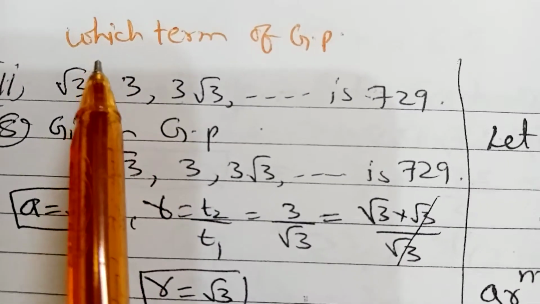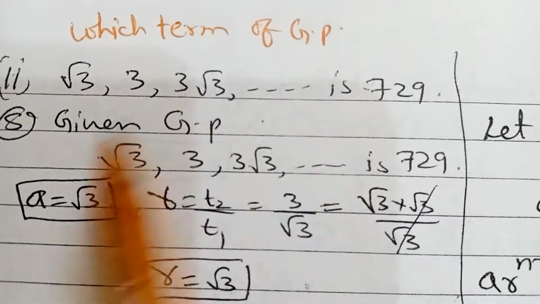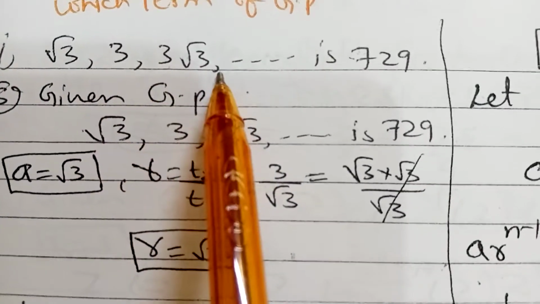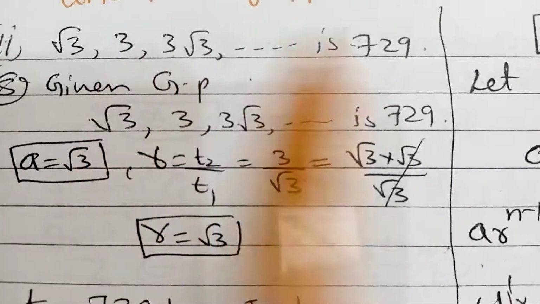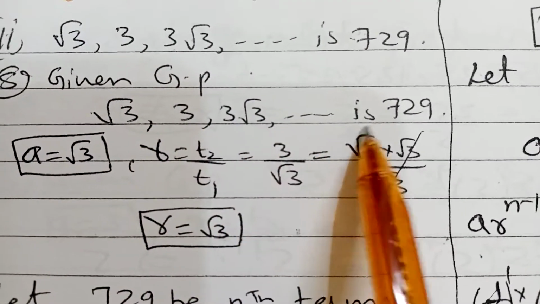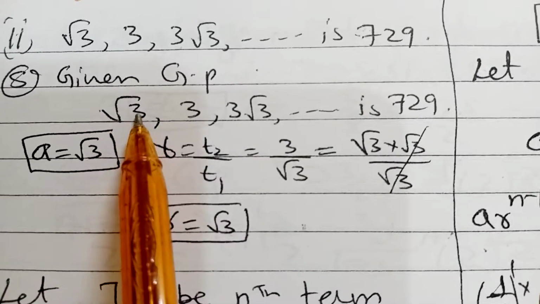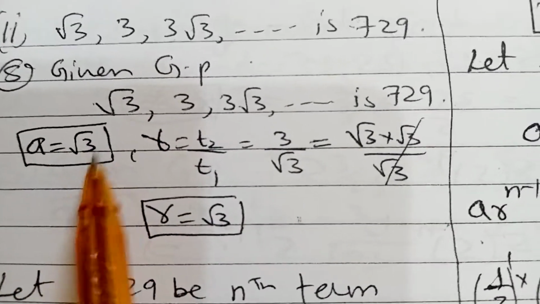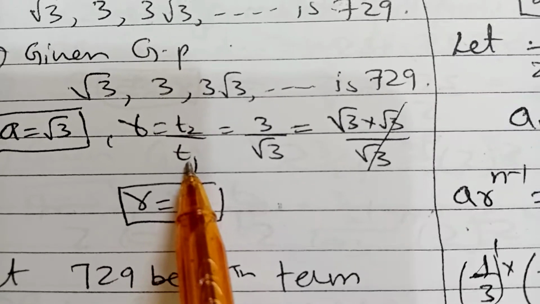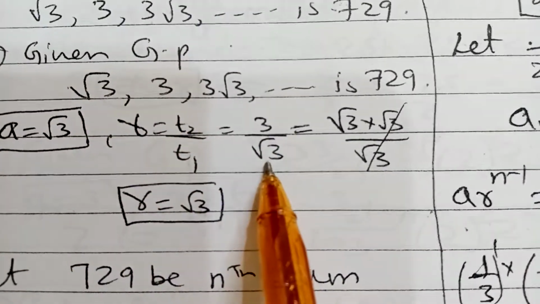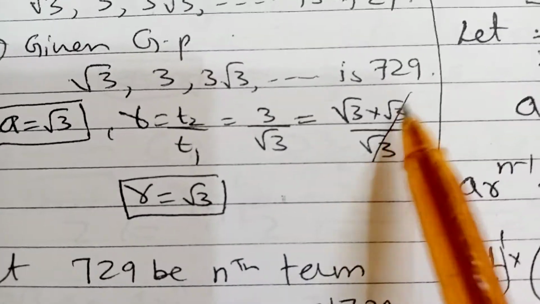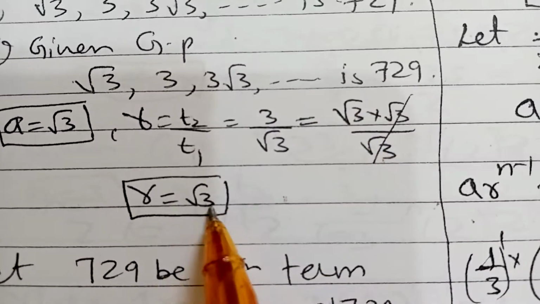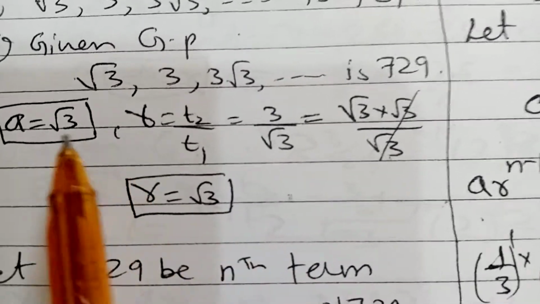Next, which term of the GP, geometric progression, √3, 3, ... up to is 729. So given the geometric progression √3, 3, ..., 729. The first number is √3, so a is equal to √3. For r, the formula is T2 by T1, that is 3 by √3. This 3 I can write as √3 into √3 by √3. One √3 cancels, √3 remains. So r is equal to √3, a is equal to √3, r is equal to √3.